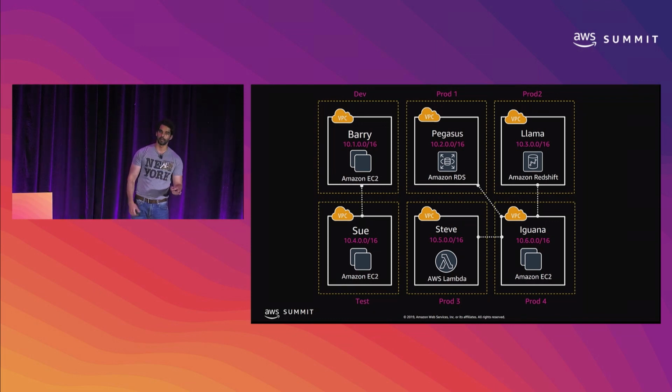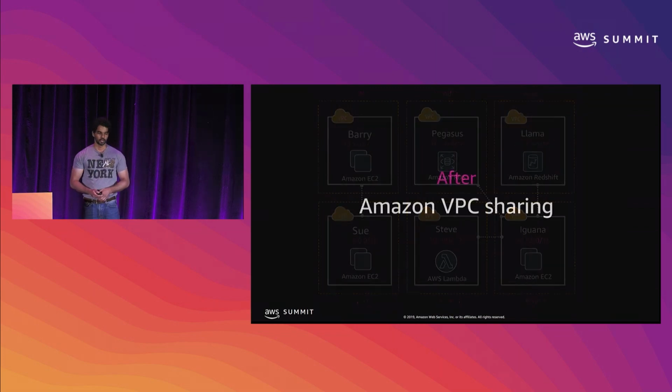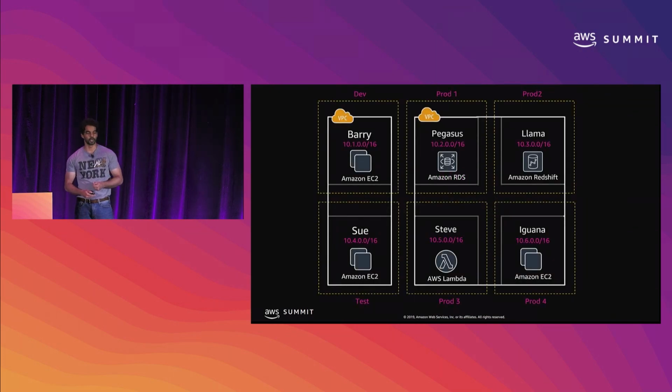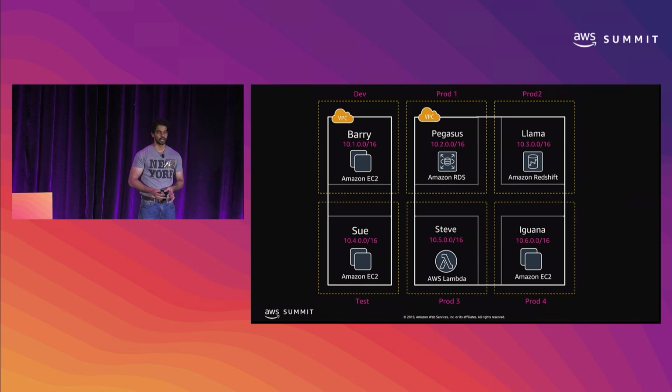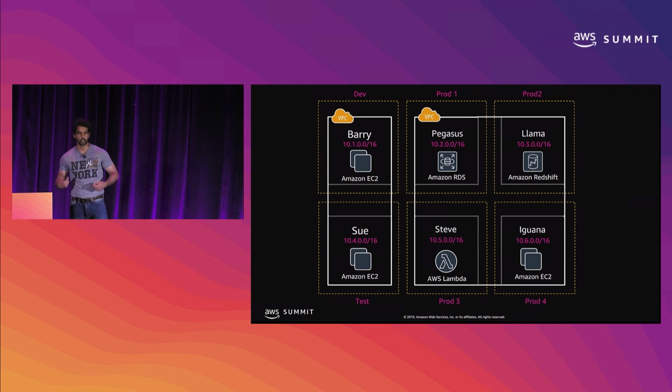But your fundamental requirement behind building these accounts was user isolation, segregation, security at an account level. So after VPC sharing, what you can do is just have two VPCs. Here we have a dev test VPC and a production VPC, right? And within that, you can have multiple accounts share those VPCs. So Llama, Pegasus, Steve, and Iguana can go ahead and launch their resources in this shared production VPC, and all of these resources can talk to each other.